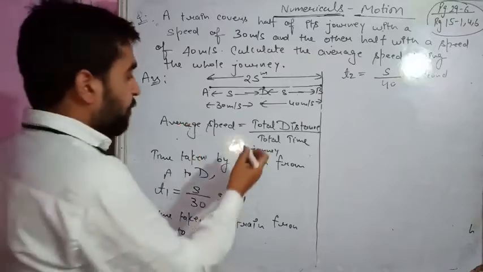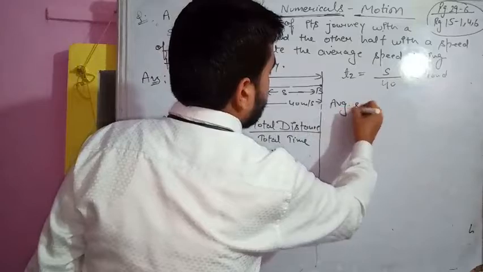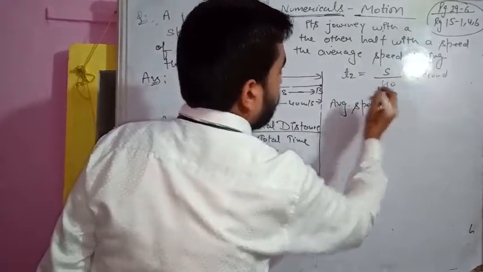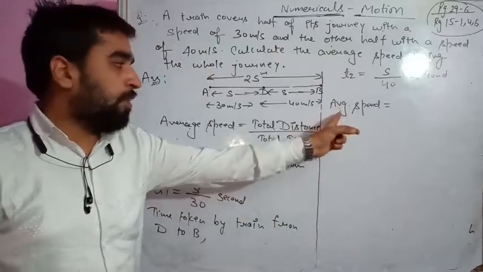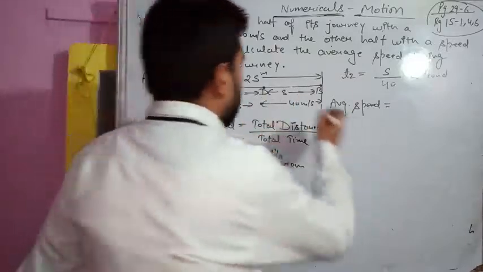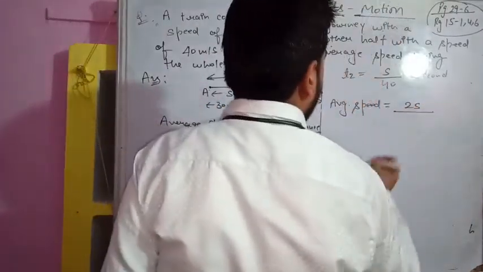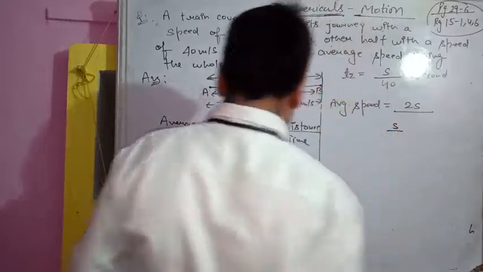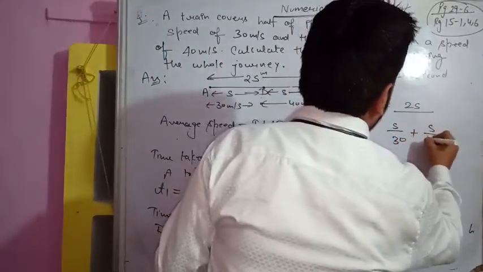In the formula for average speed, total distance upon total time. I am writing in short, but you are not allowed to write in short during the class or in the answers. You will write properly. Average speed formula, total distance upon total time. So total distance is how much? 2S. And what is the total time? That is T1 plus T2, S upon 30 plus S upon 40.